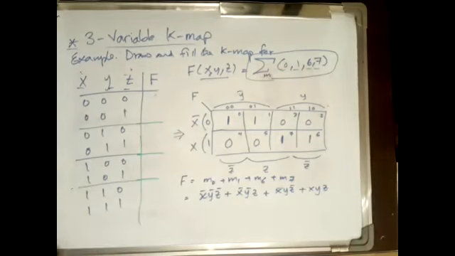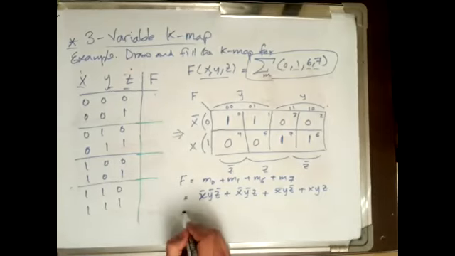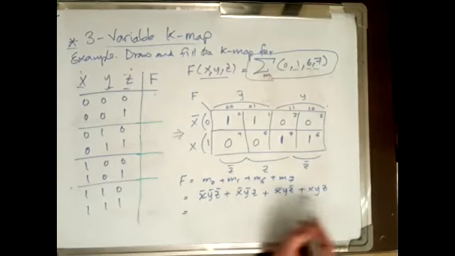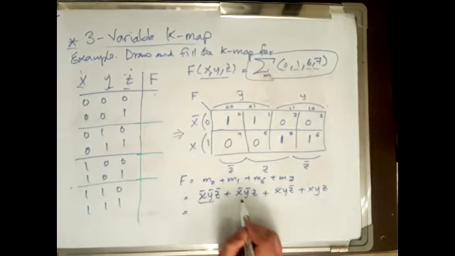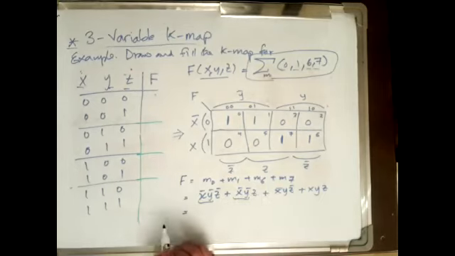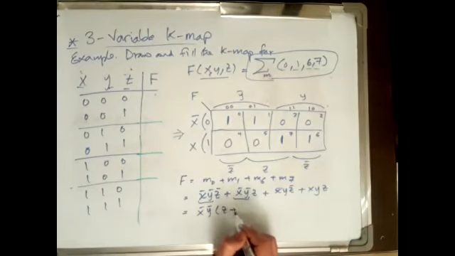I did not do anything. I just wrote the sum of minterms expression of the function in algebraic form. Now let's try to minimize, and it is very trivial. It is very straightforward to recognize that we can simplify this logic expression by taking out x bar, y bar as a common factor. So this will be x bar, y bar, times z or z bar.